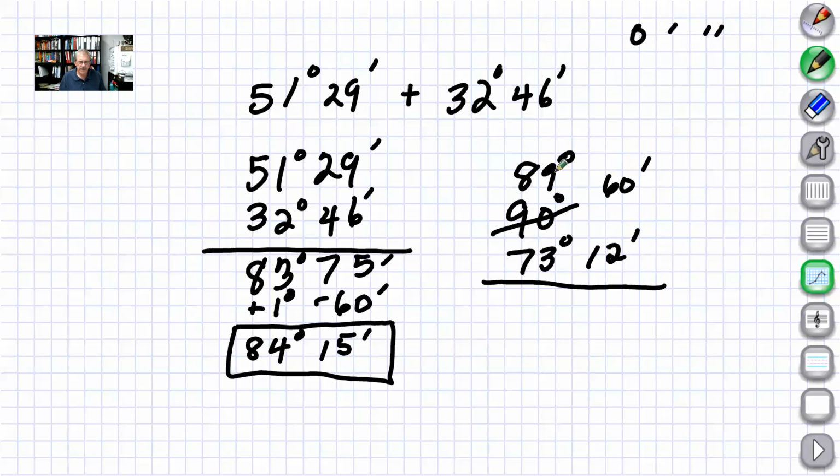Because again, 60 minutes is 1 degree. So if we take away a degree, we can add 60 minutes. Now we can subtract 48 minutes. And here we can subtract and get 16 degrees, 48 minutes. I might have copied the problem wrong.